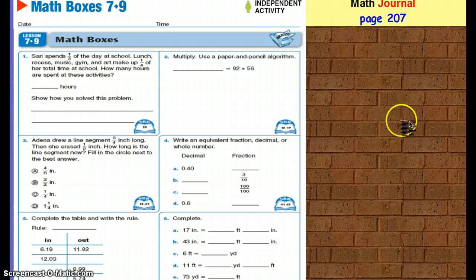Go ahead and do Math Box 7-9. Remember that if you struggle, all you need to do is go into your SRB to the page that's showing you that may be able to help you. And if you still struggle, step back and ask me and I'll be glad to help you.